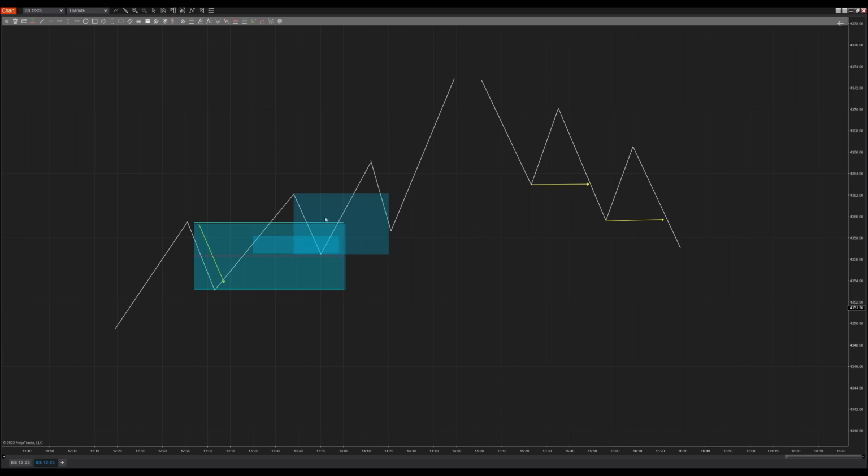demand zone here. It's the same concept, right? Can we come down here and mitigate here the shorts that were accumulated here before going up? Can we come back down and mitigate that, do it at a discount before we continue higher? Right, and then of course the same thing over here.